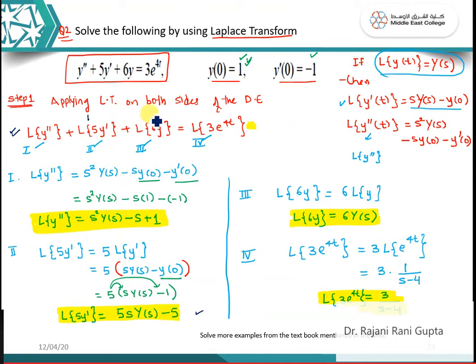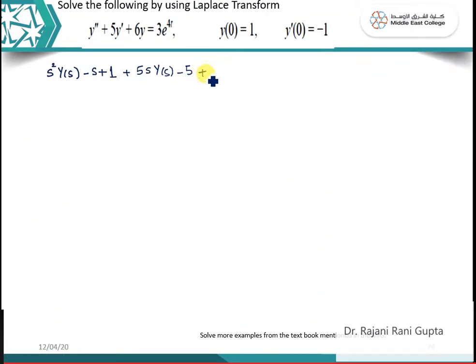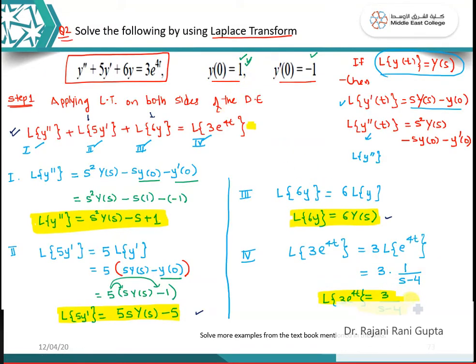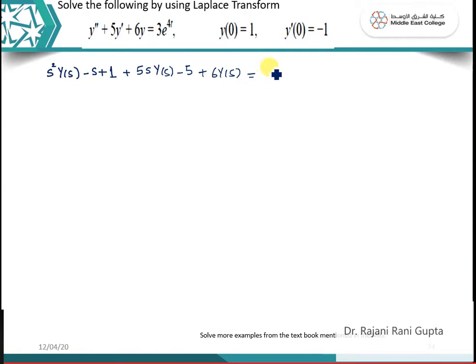Okay, and then again plus, for the third term we have 6y of s equal to 3 over s minus 4. So this is the continued solution.